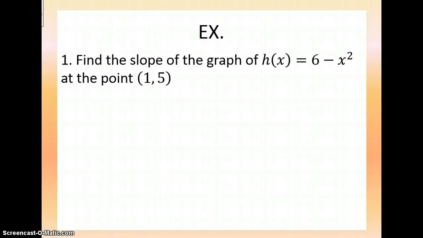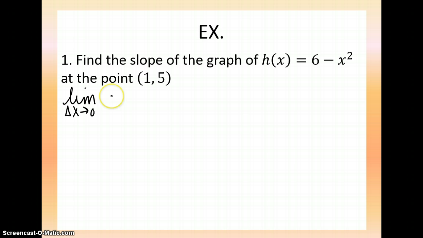All right, so find the slope of the graph of h of x. It's the parabola 6 minus x squared at the point 1, 5. Okay, so we have 1 point on the function. This would be the point of tangency. And here's our function, so we use the limit statement. Limit as delta x approaches 0. Now this is sort of your side work.